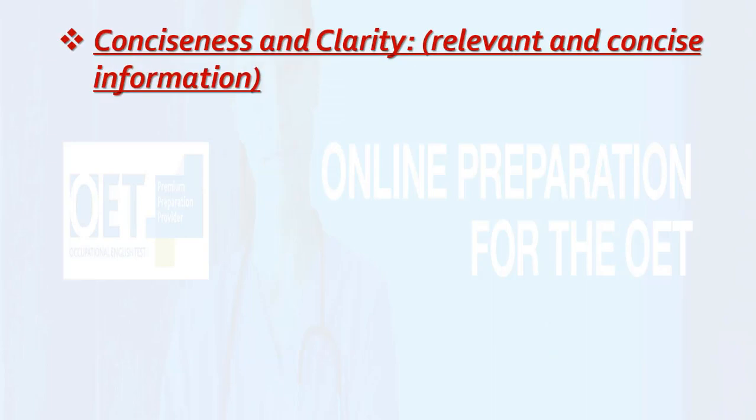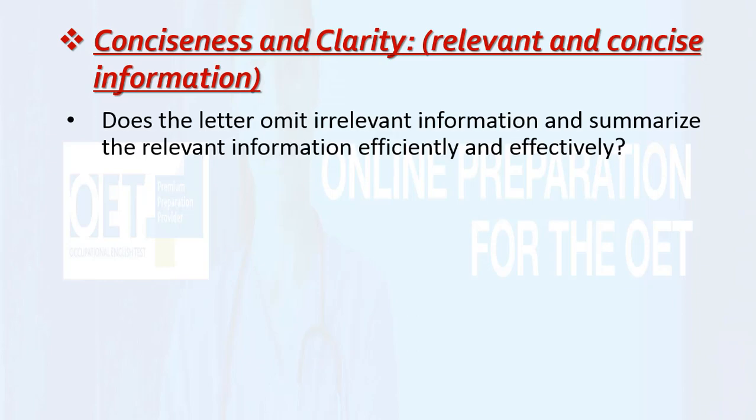Then we have conciseness and clarity. This means that the information should be relevant and concise. How does the letter omit irrelevant information and summarize the relevant information efficiently and effectively? It's not about including everything that you see in the case notes. So picking the relevant information and summarizing it efficiently and effectively is very important.